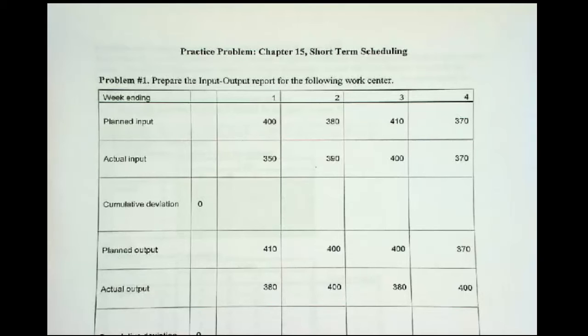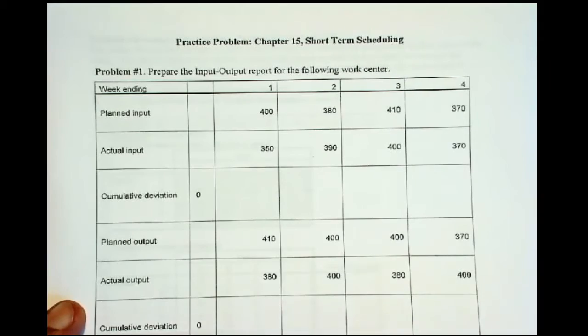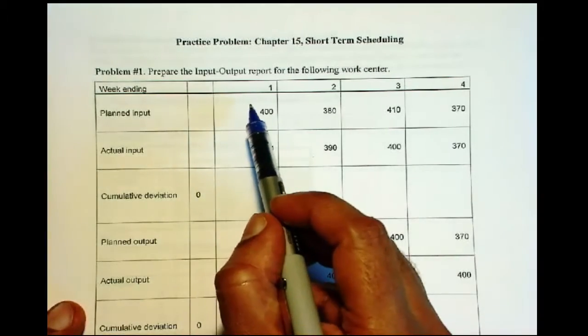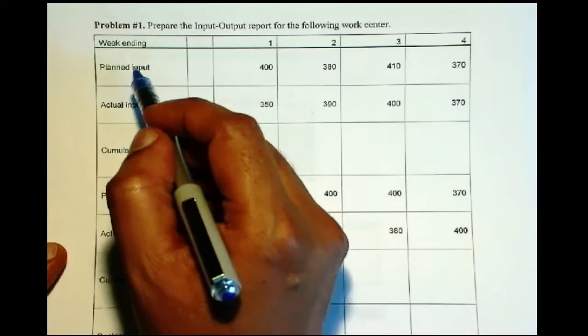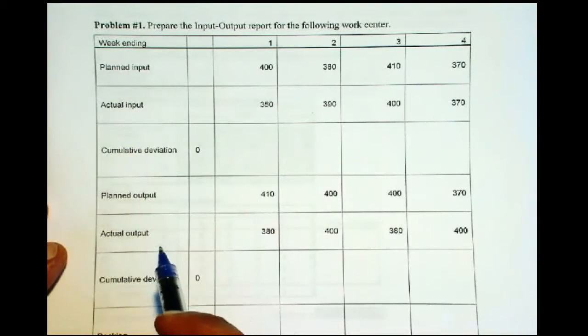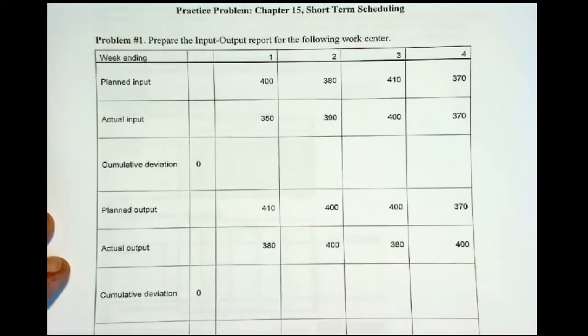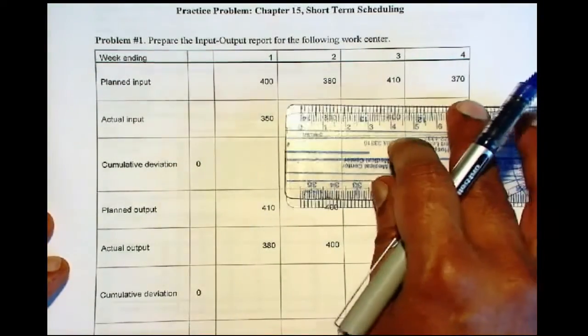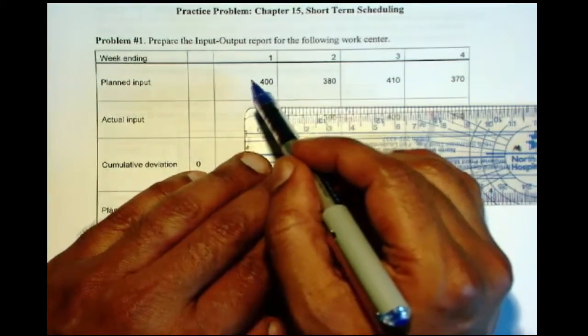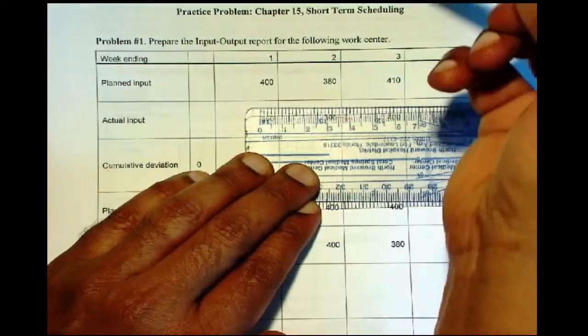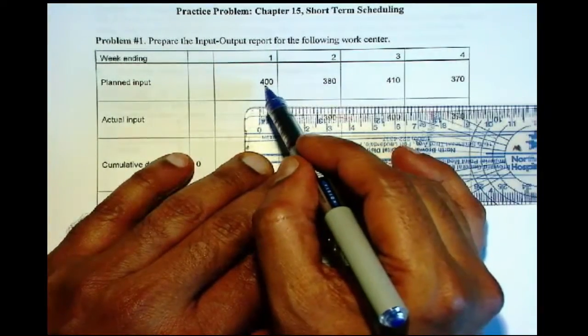Now let's look at an example of input-output control. So input-output control is a rolling chart of input, planned input and actual input, planned output and actual output. So at any given point in time, you'll have planned values. So you'll have planned input, jobs coming in, so these may be in machine hours.